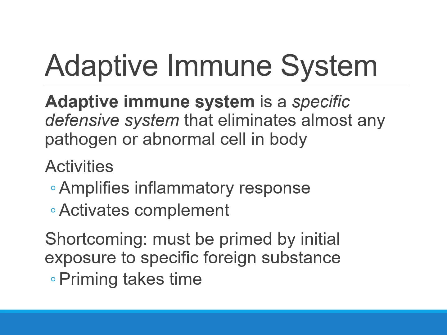So this is our specific defense system that eliminates most of the pathogens and abnormal cells in our body. It does this by amplifying the inflammatory response and by activating complement. The shortcoming is that it has to be primed by initial exposure to that antigen or that foreign substance, and that priming takes time.